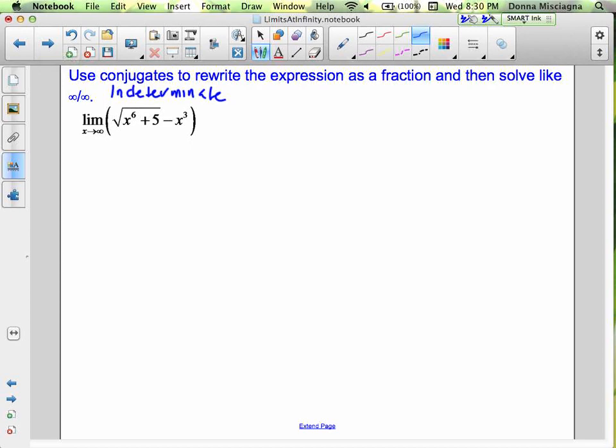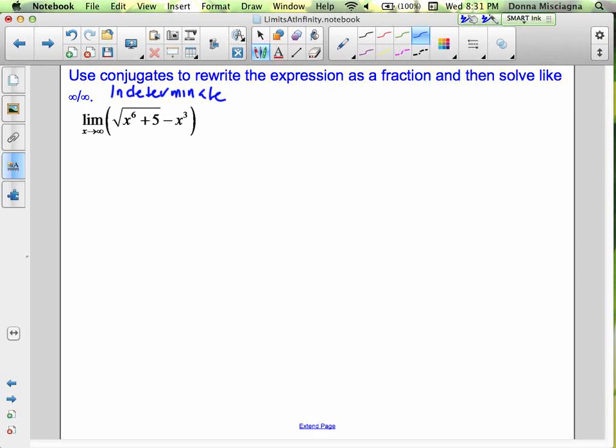Now in this case, that radical function isn't just any old radical function. It's not just like the square root of x. That's the square root of x to the 6. So that's going to be increasing a lot faster than most of your radical functions. And it's being compared with x cubed. All right? So now let's see what happens here.